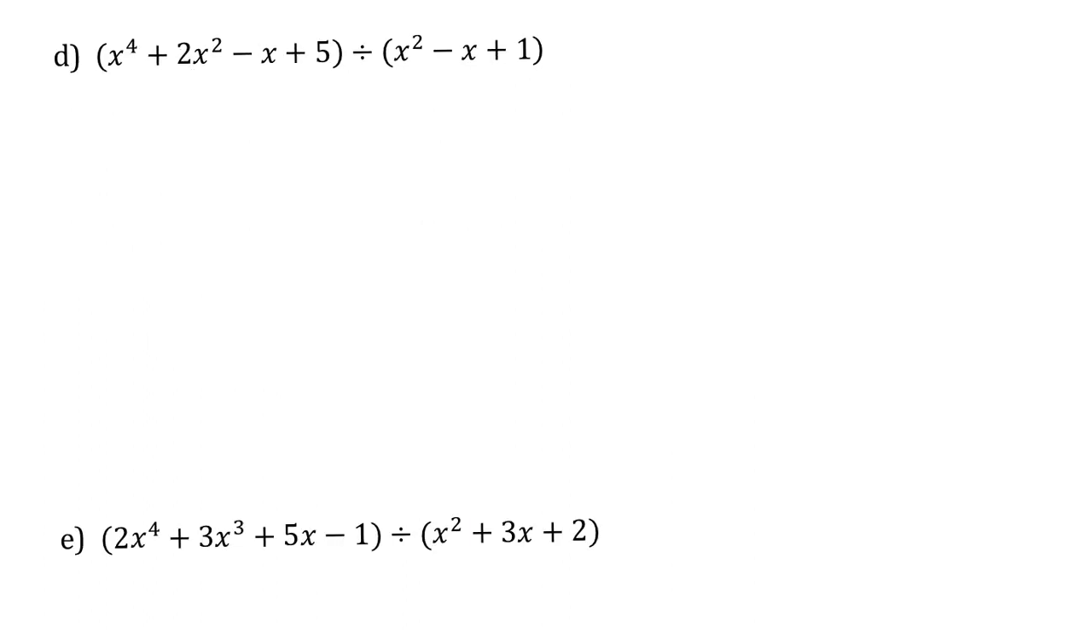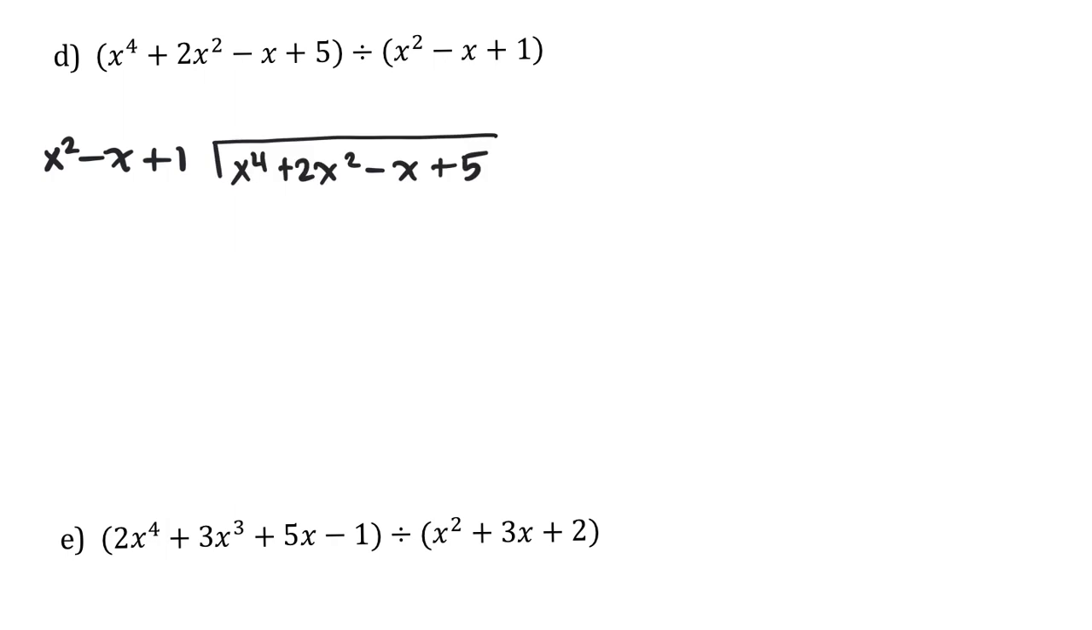If you feel good on C, go ahead and try D on your own. You can pause it and then unpause when you're ready. X squared. Let me just remind myself, look at the x squared. To get x to the fourth, I need it times by x squared.